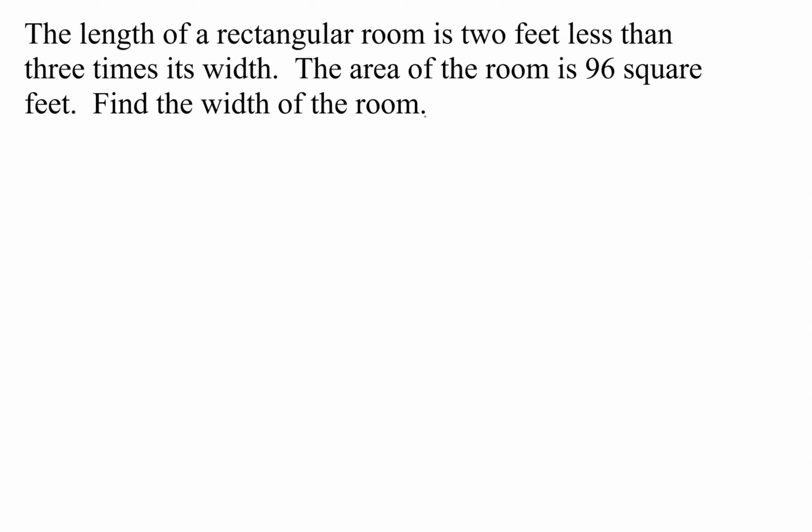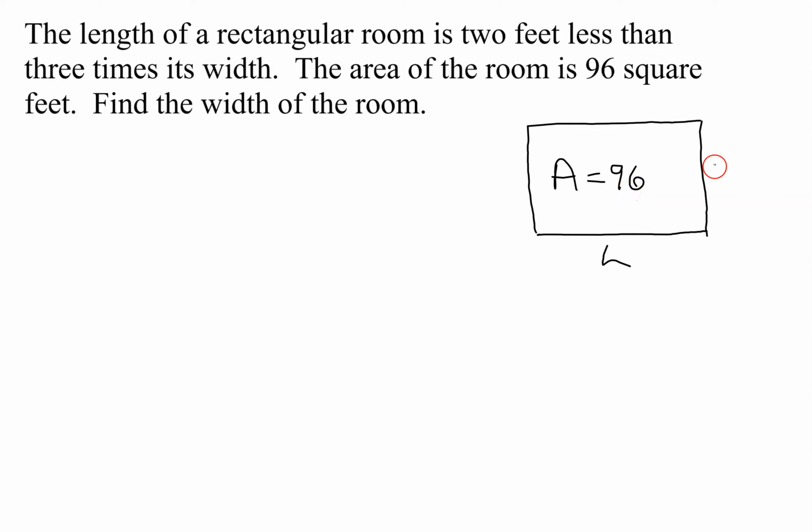So with any application problem that involves a geometric figure, I normally try and sketch the figure. Notice I said sketch because these are not very accurate, so that's the closest I get to a rectangle. I know my area is 96 square feet. This is going to be the length. This is going to be the width. And we know the area of the rectangle is given by length times width. Well, we know the area is 96, so I know 96 equals L times W.